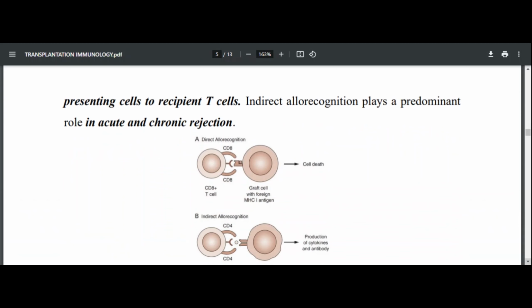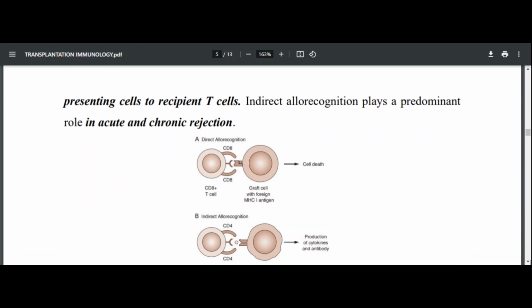So as you can see, indirect recognition is just a normal presentation that happens when a foreign antigen is processed by an antigen presenting cell, for example, more specifically, dendritic cells. They are the best, right? And also monocytes, macrophages, and B lymphocytes, which can present the foreign antigens. So that is what you call indirect allorecognition.